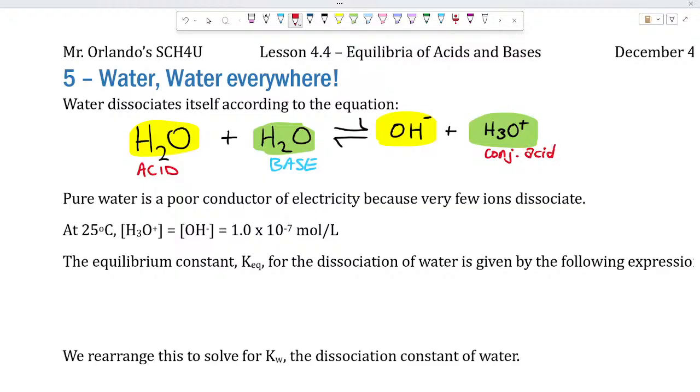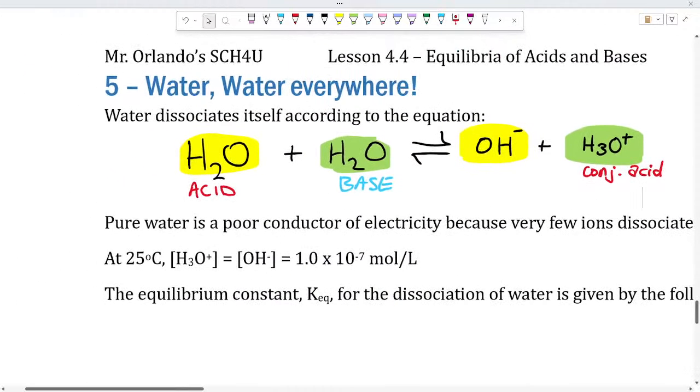Now, this should start to show you why the Arrhenius theory, the old theory we have of acids and bases, and the new one, Bronsted-Lowry, differ, because what ends up getting released here by the base?